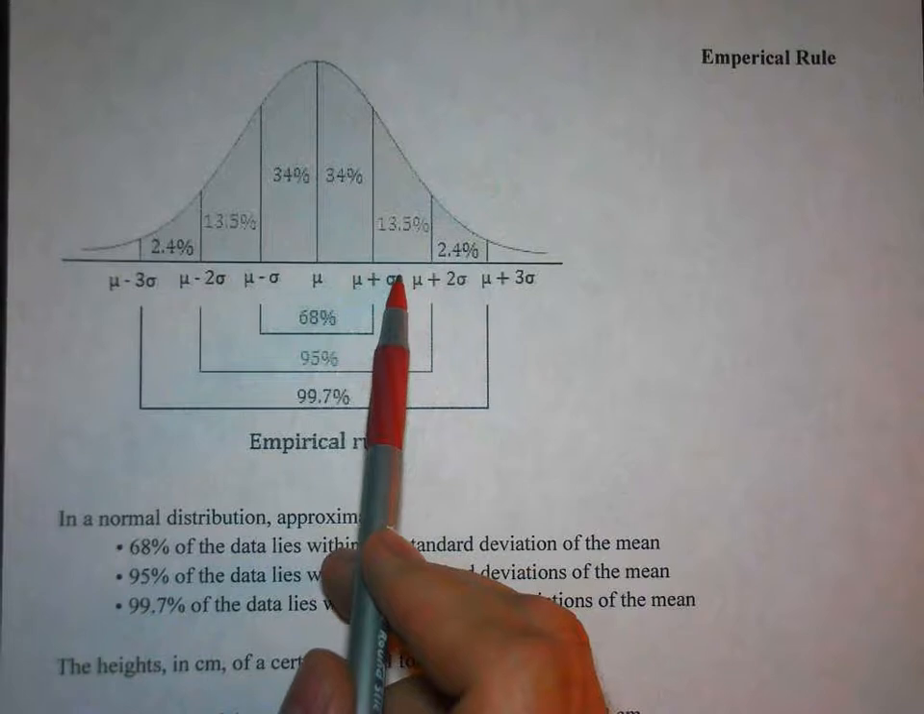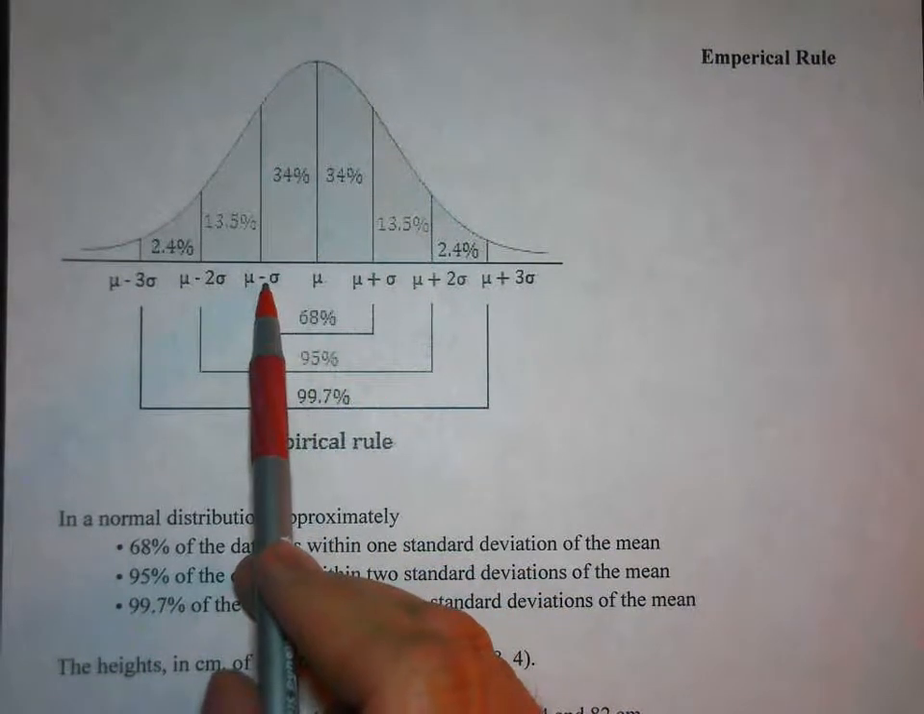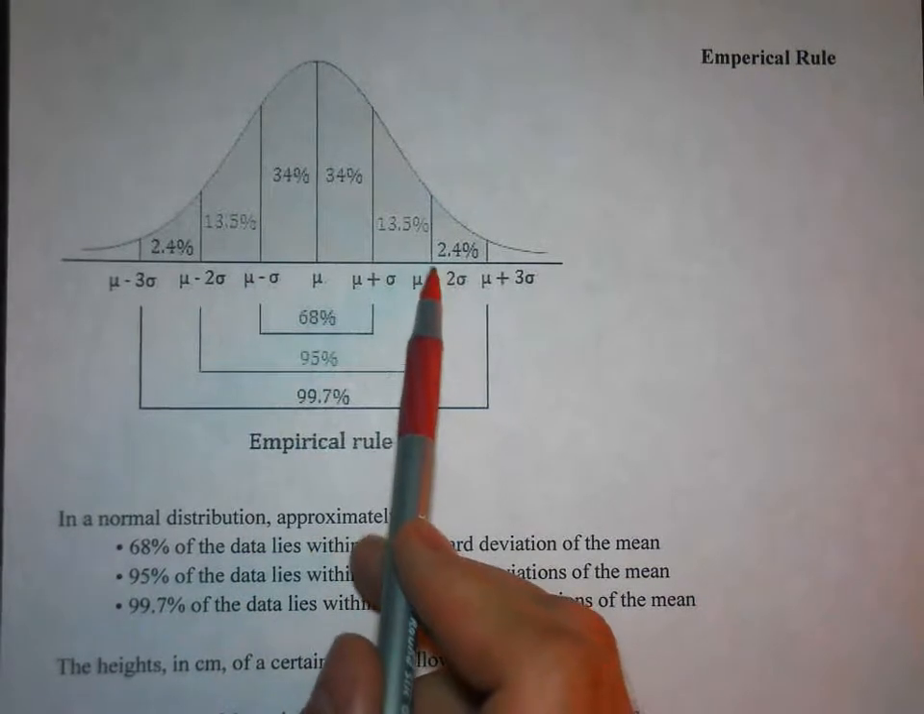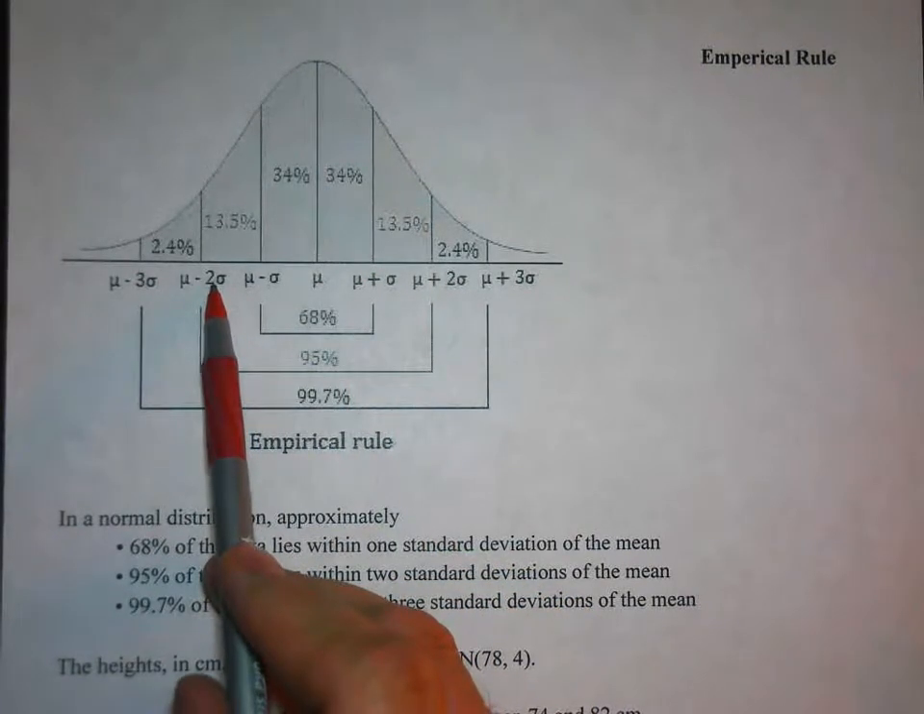And then mu plus sigma means you're just 1 standard deviation above the mean. Mu minus sigma means you're 1 standard deviation below the mean. Mu plus 2 sigma means you're 2 standard deviations above the mean. Mu minus 2 sigma is your 2 standard deviations below the mean.